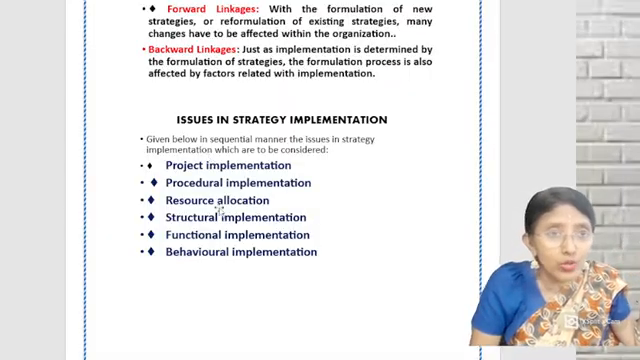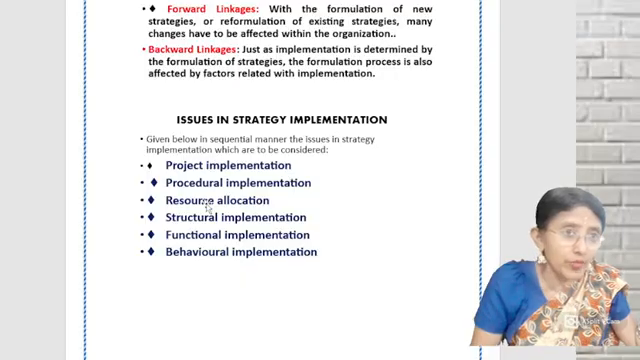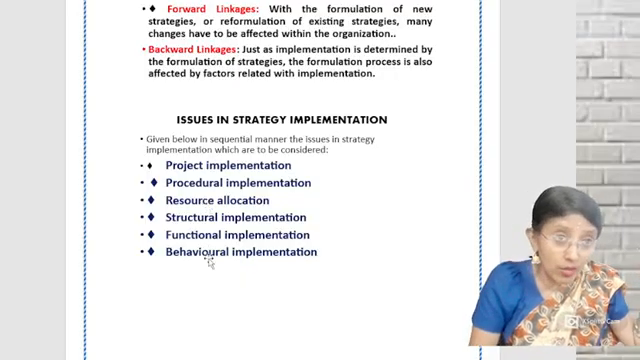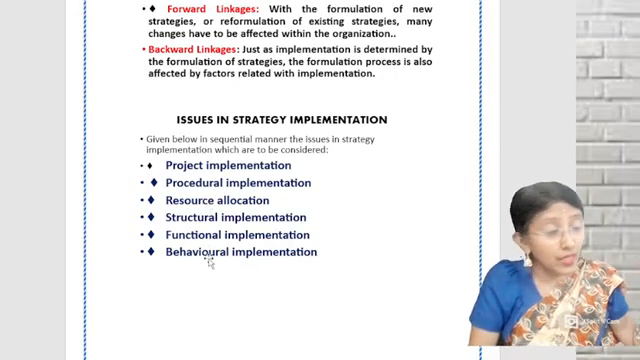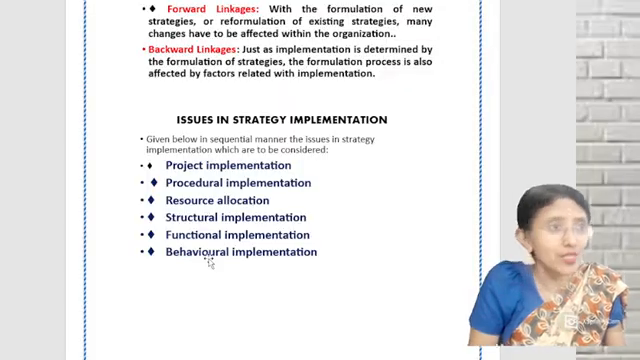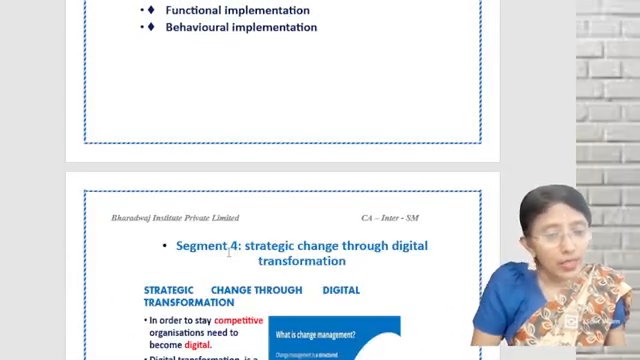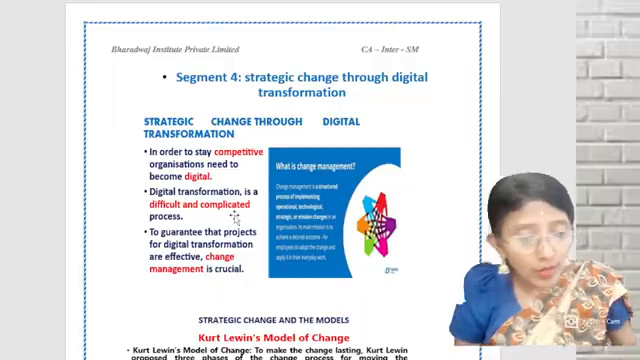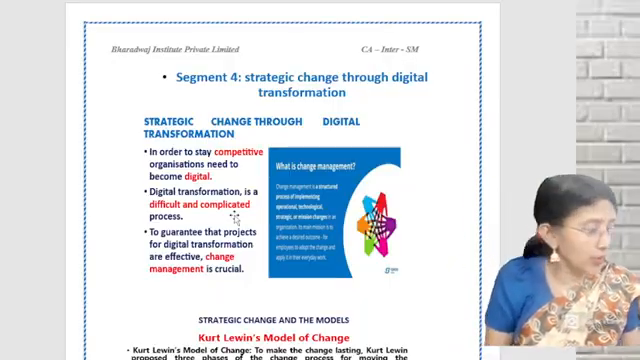Whether I will follow this, probably resource allocation may become the first issue. Behavioral issues are causing friction, with employees going for strikes and lockouts. So it may vary from business to business, company to company. Okay, remember that. Now segment 4, my dear students, go to digital transformation.